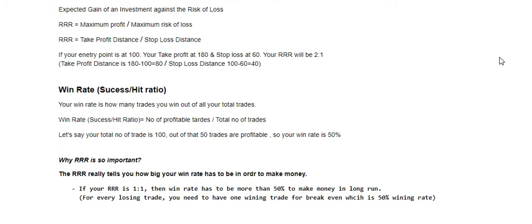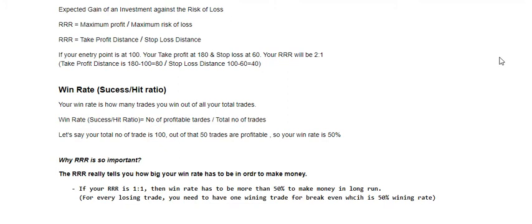Because when I'm saying your RRR is 1 to 1, it means that when you win, you will win $1, and when you lose, you will lose $1. Now I am saying my win rate is 50%. It means 50% of my time I will win and another 50% of the time I will lose. So on one side I'm saying when you win you will get $1 and when you lose you will lose $1. At the same time I'm saying you will win only 50% of your time.